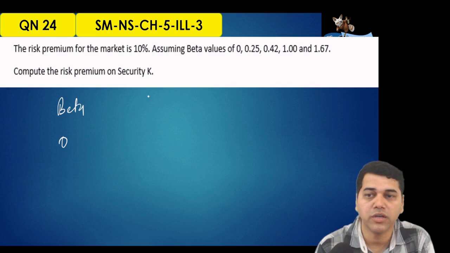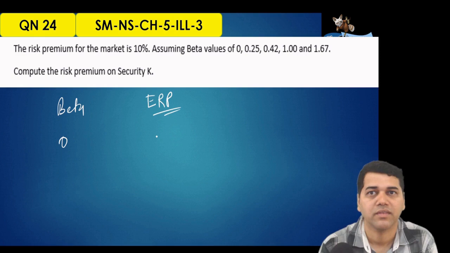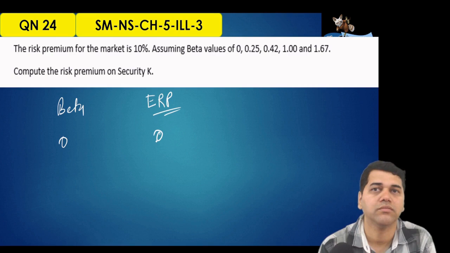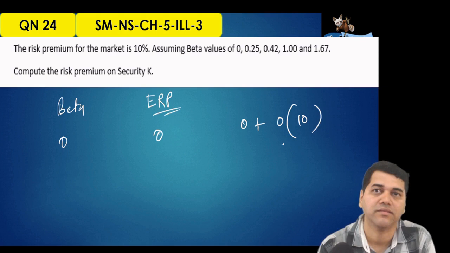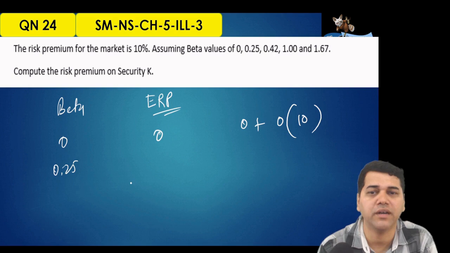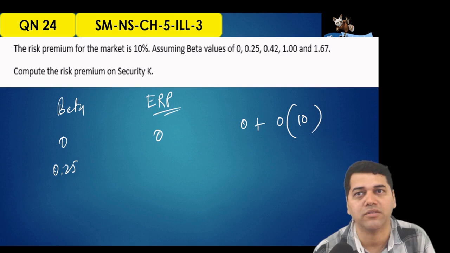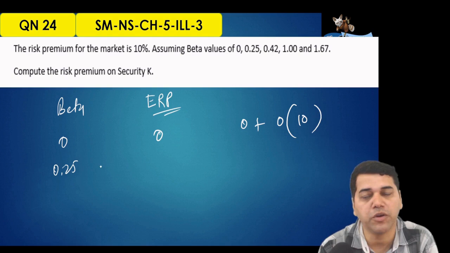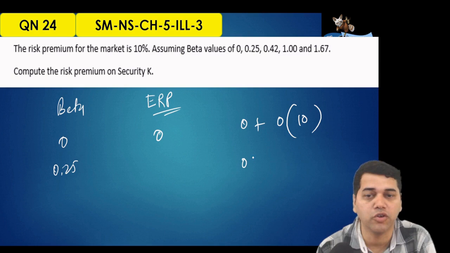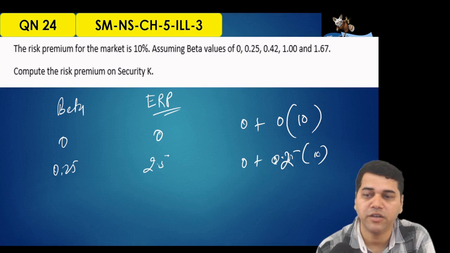It's a simple question, okay? What is your ERP? 0. Why? Because it is 0 times 10. See, when your beta is 0, you are a risk-free asset. So when you are a risk-free asset, there is no question of expectation from the market. You never invested in the equity, so that will not be compensated. If beta is 0.25, that means a very small beta. So you multiply 0.25 into 10, and you get 2.5%. Simple.